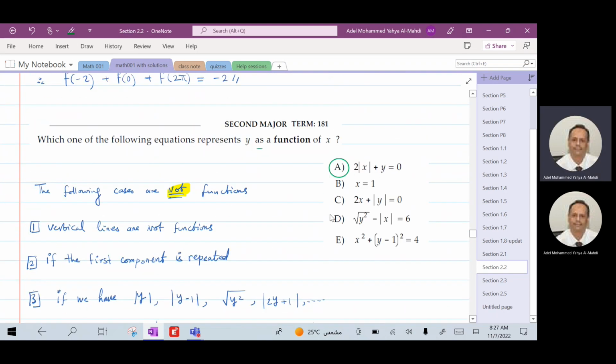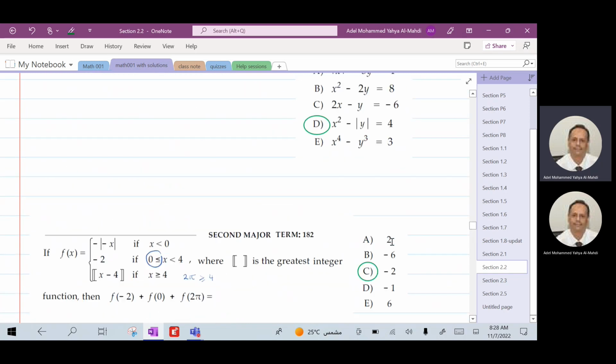Okay, so let us discuss. I will discuss with you why A is a function, because we don't have the absolute value over y. Why B is not a function: it is a vertical line, and a vertical line is not a function. C is not a function because we have the absolute value of y. D, we don't have the absolute value of y, but we have this one. You know that the square root of y squared is the absolute value of y. E, we have y squared. So the only one which is a function is given in A.